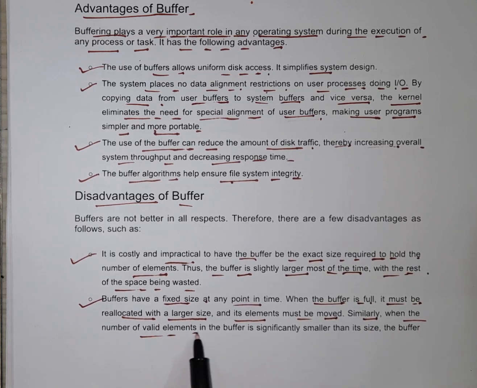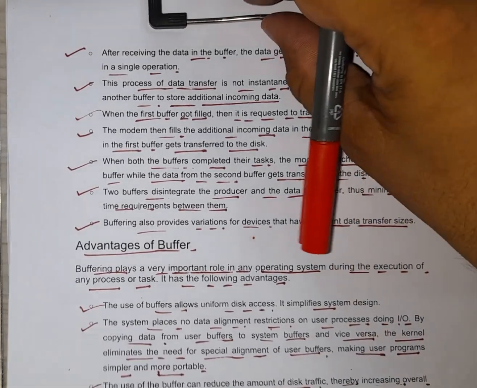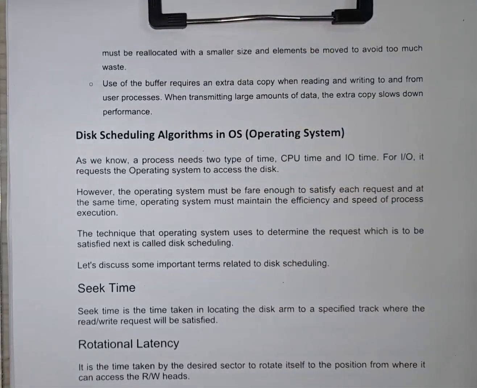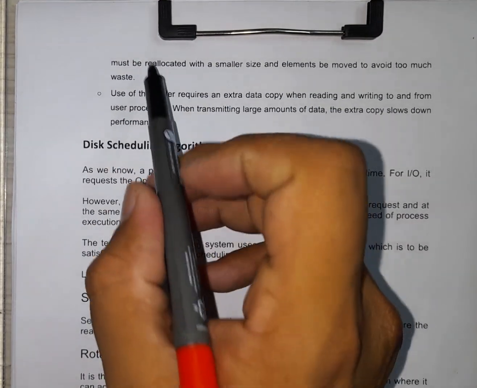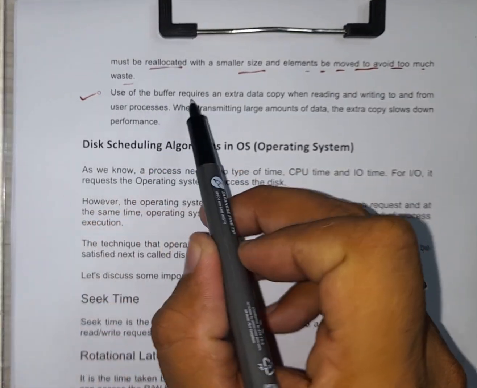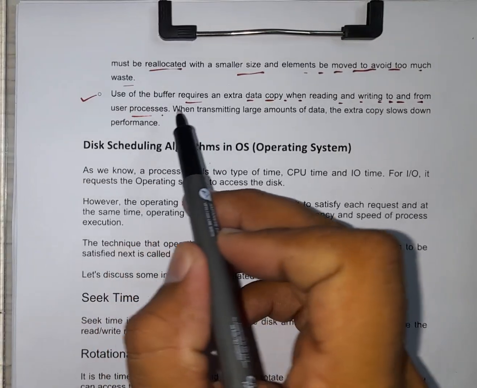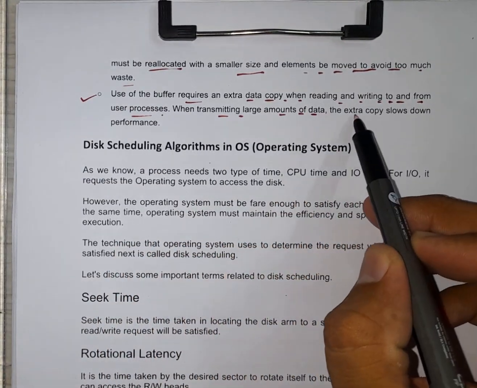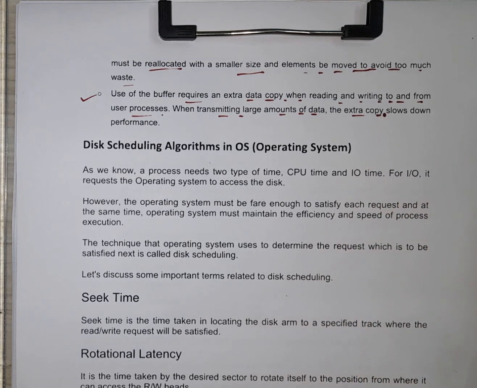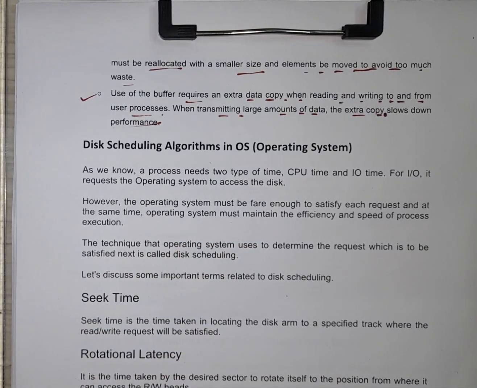Similarly, when the number of valid elements in the buffer is significantly smaller than the size of the buffer, then it must be reallocated with the smaller size and elements be moved to avoid too much waste, and the use of the buffer requires an extra data copy when reading and writing to and from the user process, when transmitting a large amount of data, and extra copy affects performance.